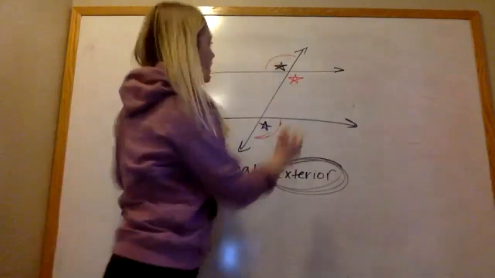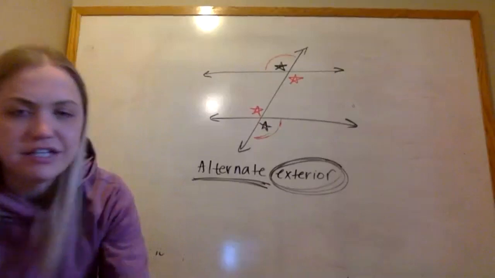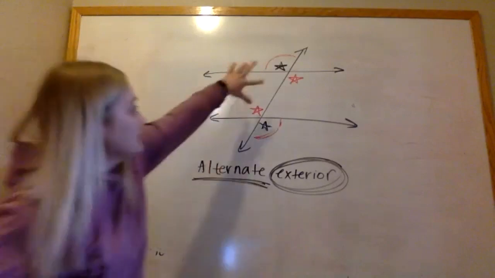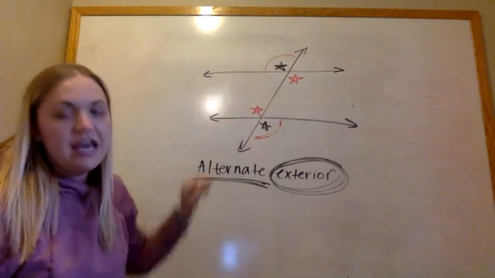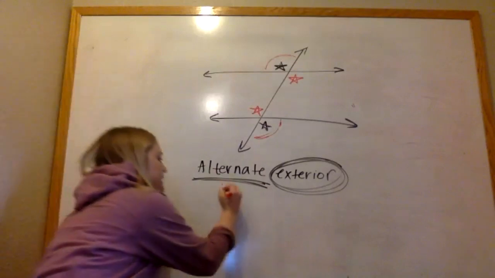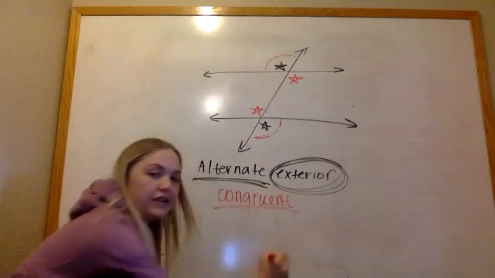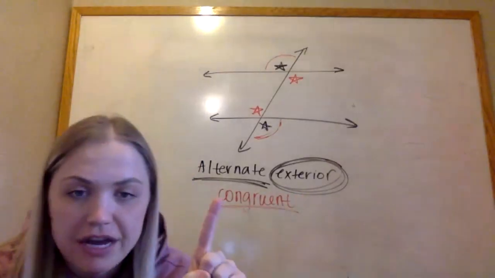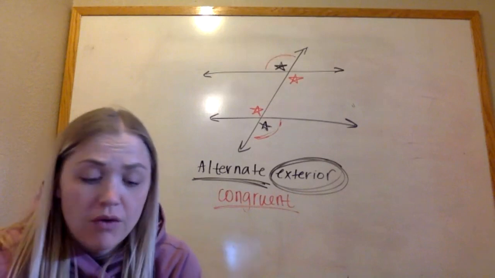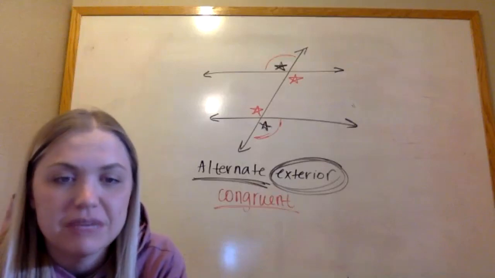But there's a word to talk about the size of all the angles that I just put a star on. Those are all of the obtuse angles. And since those are vertical, and these are vertical, and alternate exterior and alternate interior, we have a word for all of those that are the same size and shape. That word is congruent. So whenever it's alternate interior or alternate exterior, and whenever it's vertical or corresponding, they are going to be congruent.